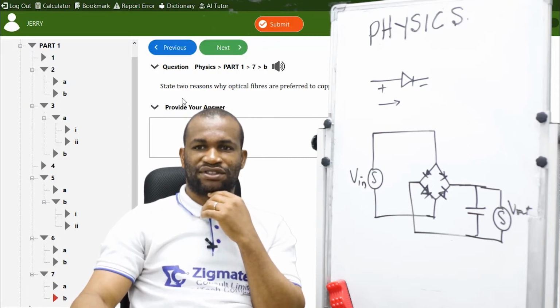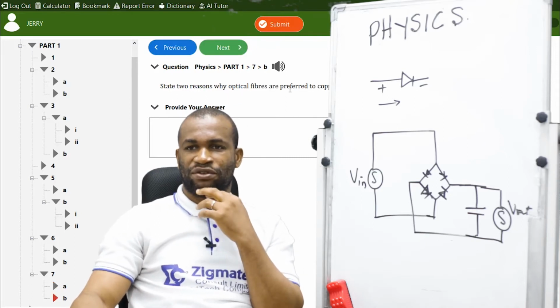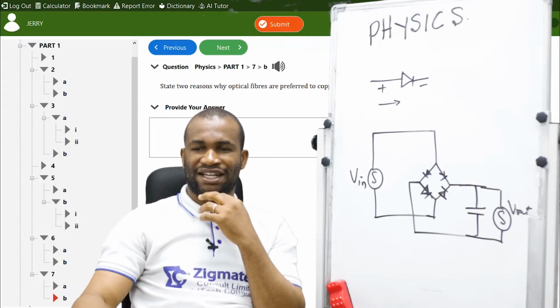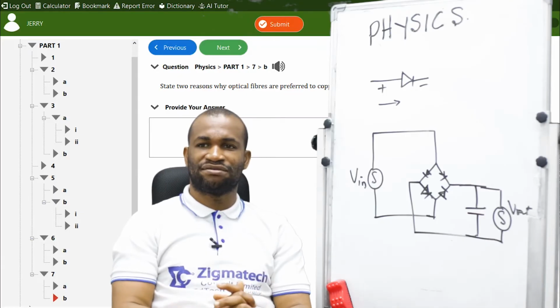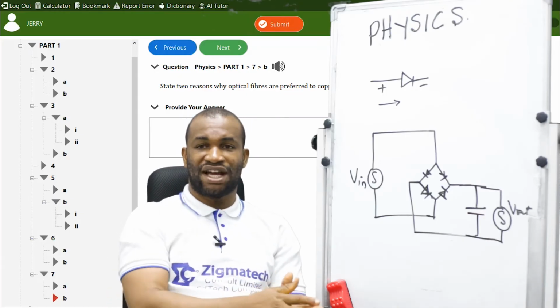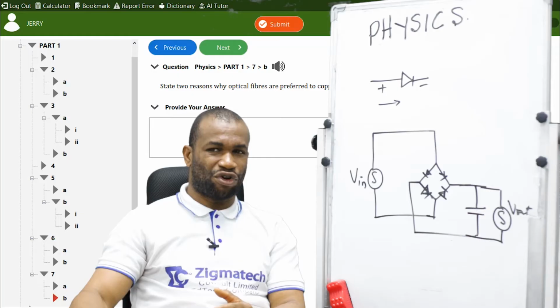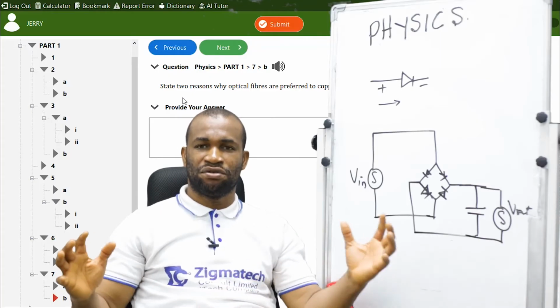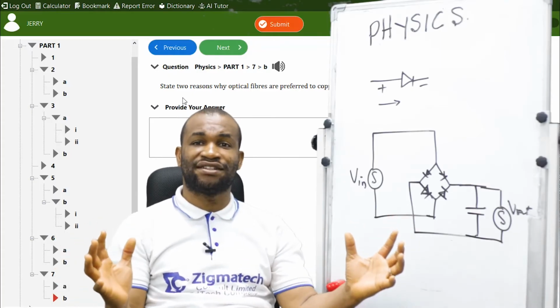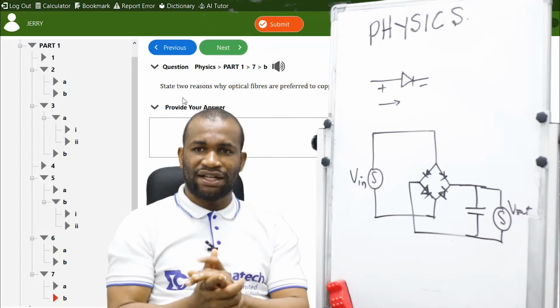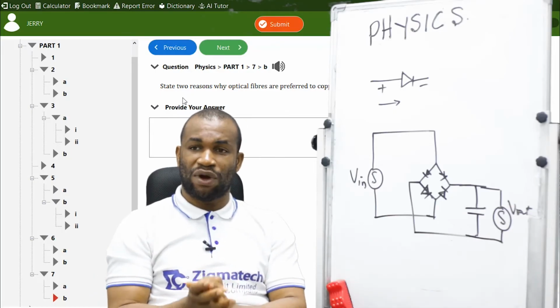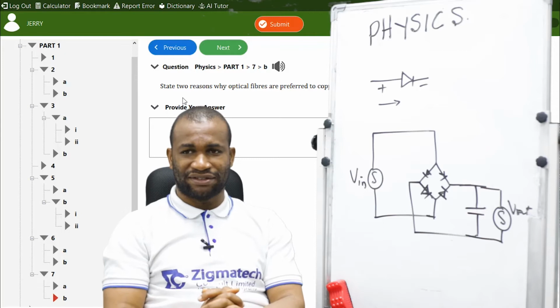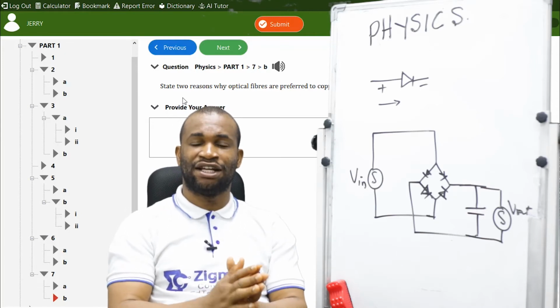All right, the next question says, state 2 reasons why optical fibers are preferred to copper cables in the telecommunication industry. In the olden days, signals and data transfer was by copper, but the use of optic fiber has made it better. One of the reasons why we prefer it, one, large data transference. It allows a very large amount of data to be transferred.